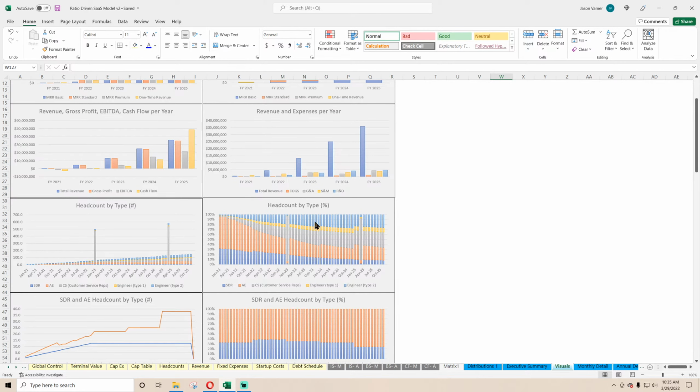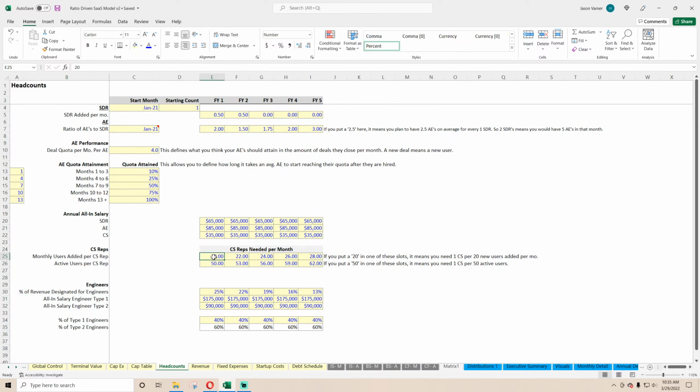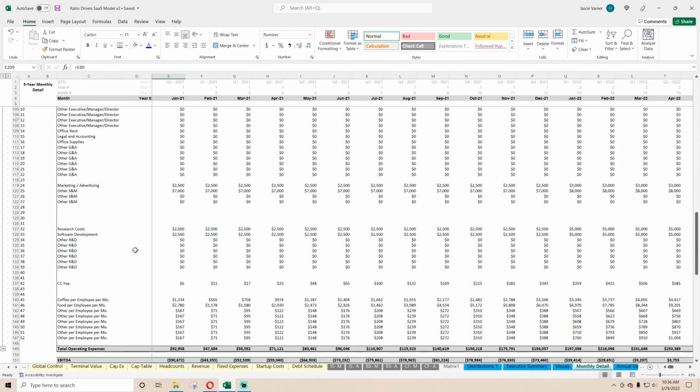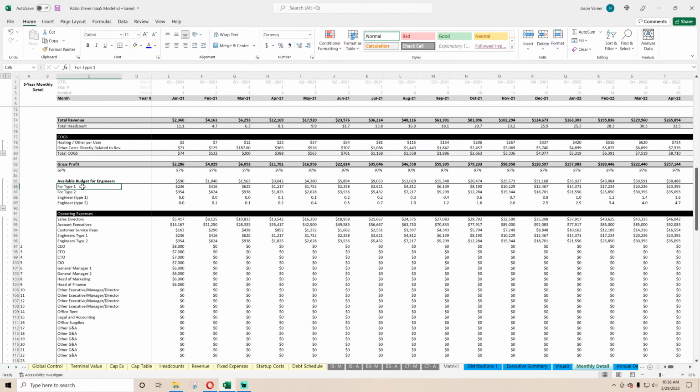Let's see, I think I did. Yeah, headcounts by type. Number here you can see. And the beginning of these years are high because it's saying, let's go to customer service. So headcounts. So CS reps, we're saying how many you need per month based on monthly users added. So if we have a big added month, you're going to need a bunch, versus how many you need for active users, which is going to be a smoother number. So these ratios here are going to drive the counts. And I believe we have headcounts. Yep, here. And customer service reps. So there's engineering.